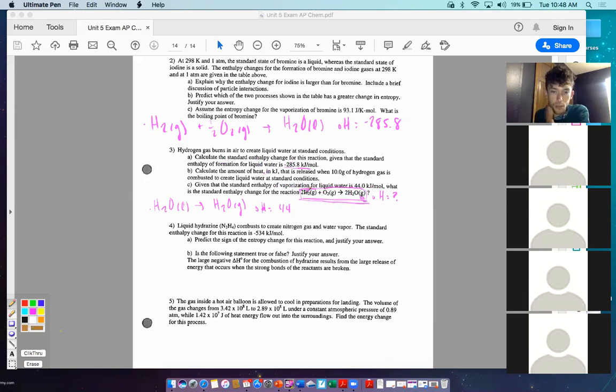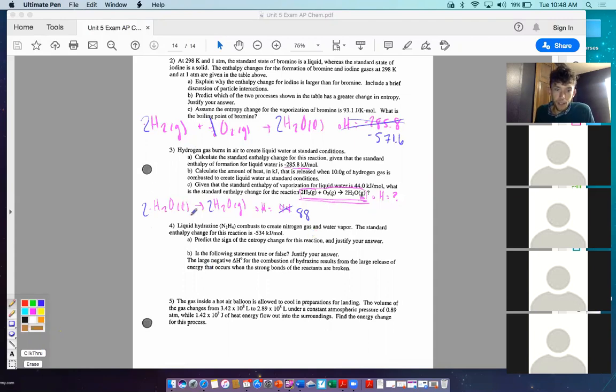So what I need is 2 moles of gaseous hydrogen as a reactant. So it looks like I'm going to have to multiply this whole thing by 2. So I'm going to have to balance it this way now: 2, 1, 2. Multiply this by 2 to get me negative 571.6. And I need to cancel out that liquid and get a gas, right? And I need 2 moles of a gas. So I'm going to have to multiply this one by 2 as well, and multiply that delta H by 2 to get 88.